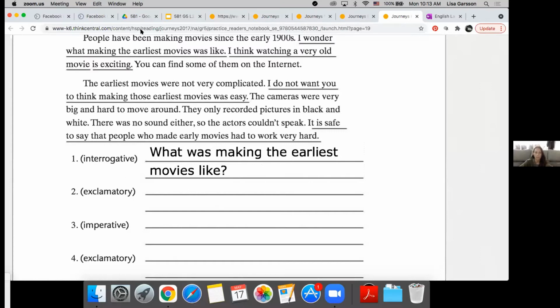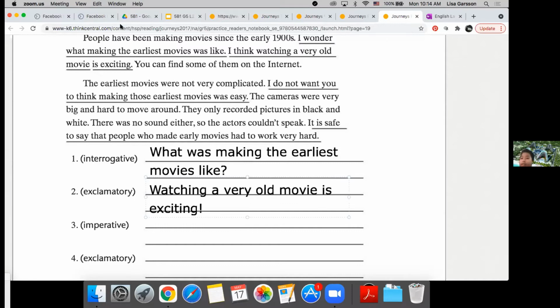Number 2, exclamatory. I think watching a very old movie is exciting. Bill. I think watching a very old movie is exciting. Okay, can you say it with strong feeling then, please? Watching a very old movie is exciting! Okay, good job.